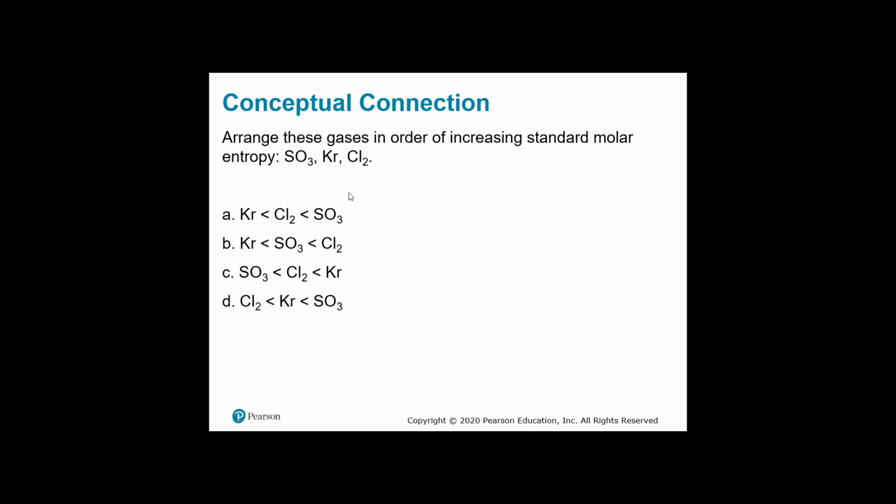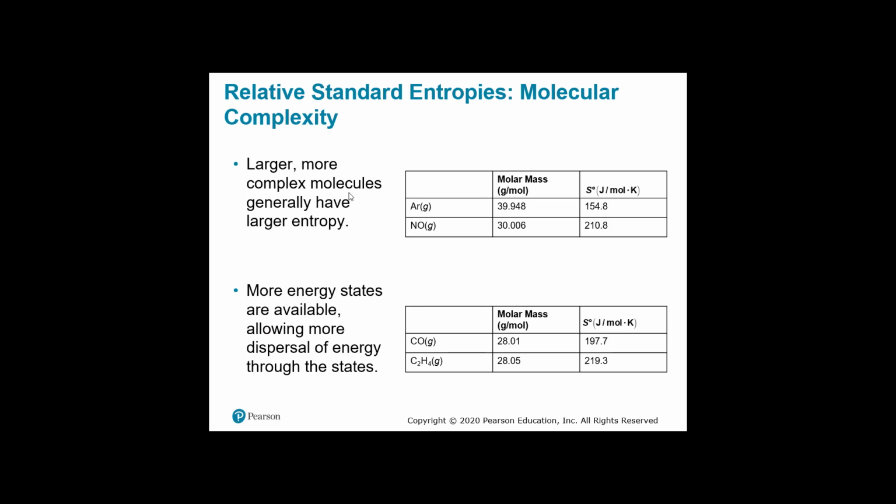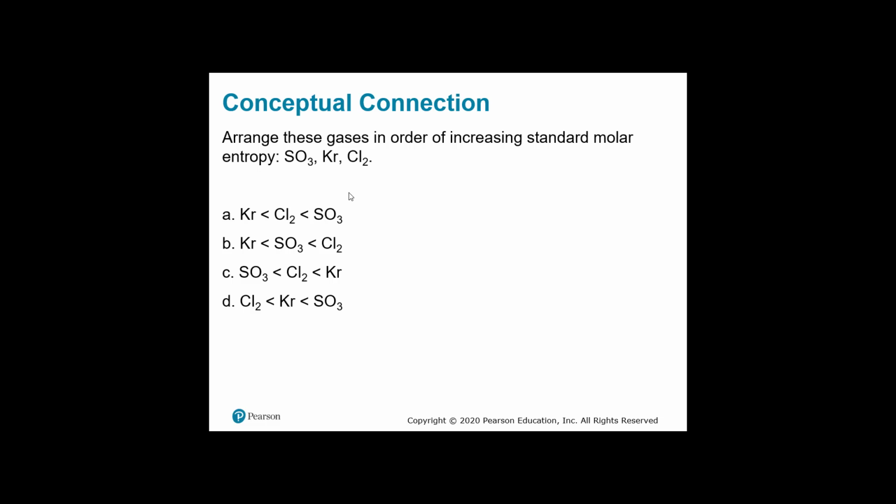Okay, so now with that, let's arrange these gases in order of increasing standard molar entropy. The easiest thing to understand here is we can look back at argon and NO. Molecular complexity: are we dealing with a free atom or a complex molecule? By process of elimination, krypton would be the lowest in order of increasing standard molar entropy. It's a free atom, so this is not going to be wrong. This is going to be wrong. So it's one of these two.